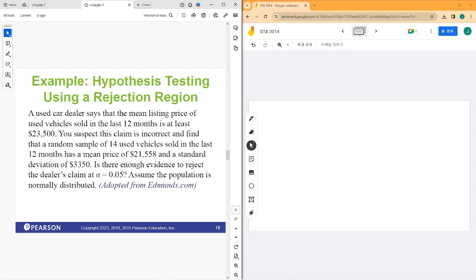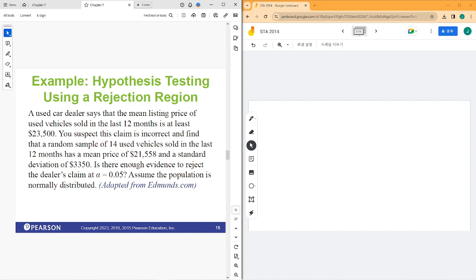So today I want to introduce how to use StatCrunch to get the hypothesis testing for the mean values when we have unknown standard deviation. So let me start with the scenario.